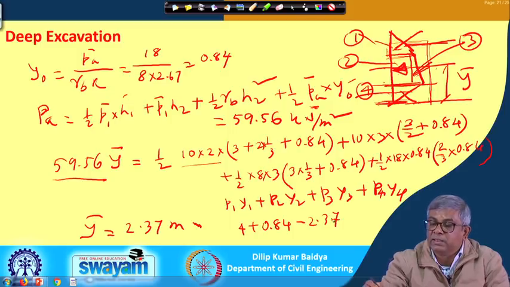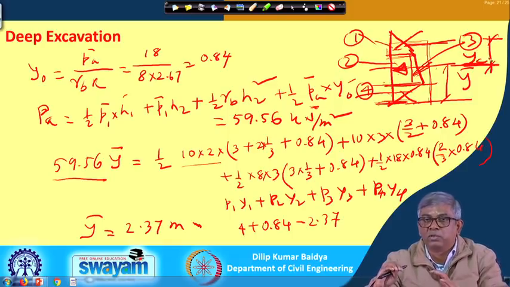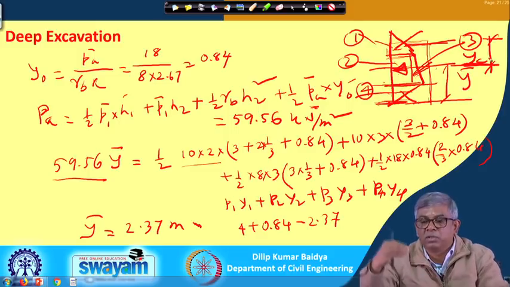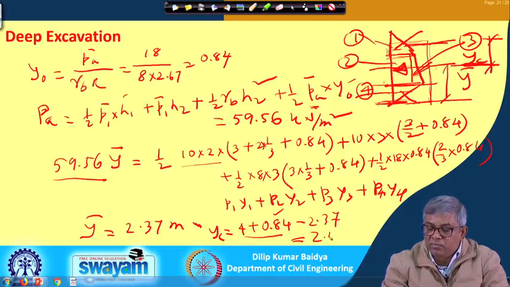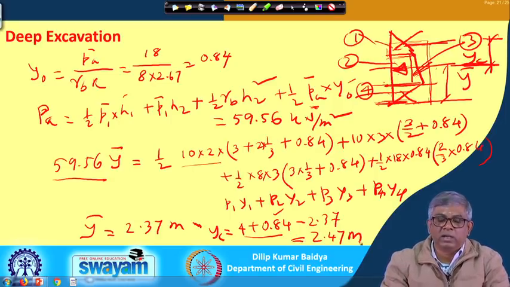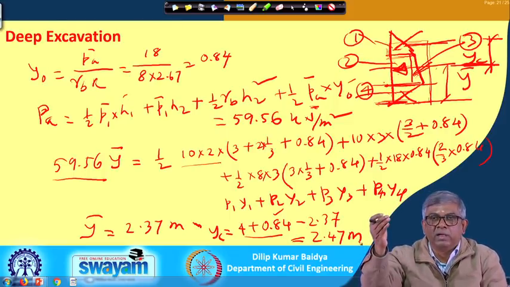So, that means you are getting the distance between the point of application of force to the anchor rod, this is actually your y c ultimately. At force P A, I have to take the moment of force about the anchor rod, so I have to know the distance. So, that becomes y c. This becomes 4 plus 0.84, that means from here to this is 4 meter, and plus I add 0.84 and then subtract y bar, that is 2.37. So, that becomes your y c, which is actually 2.47 meter.